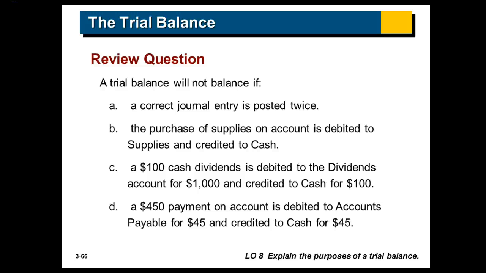But in C, if we have a $100 cash dividend that gets debited to dividends for $1,000 and credited to cash for $100, well, our debits aren't equaling our credits there, are they? We have debits of 1,000 and credits of only 100. So that our trial balance would not balance because we really need to credit cash for 1,000. So we would be off. Our debits would be $900 greater there than our credits.